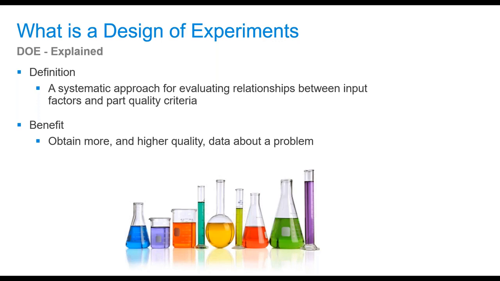Jumping into what a DOE is, the concept can realistically be applied in any industry, not just injection molding. As shown here, a DOE is defined as a systematic approach for understanding the relationships of inputs against specified quality criteria. Essentially, when I change something, how does it affect the things I am most concerned about?